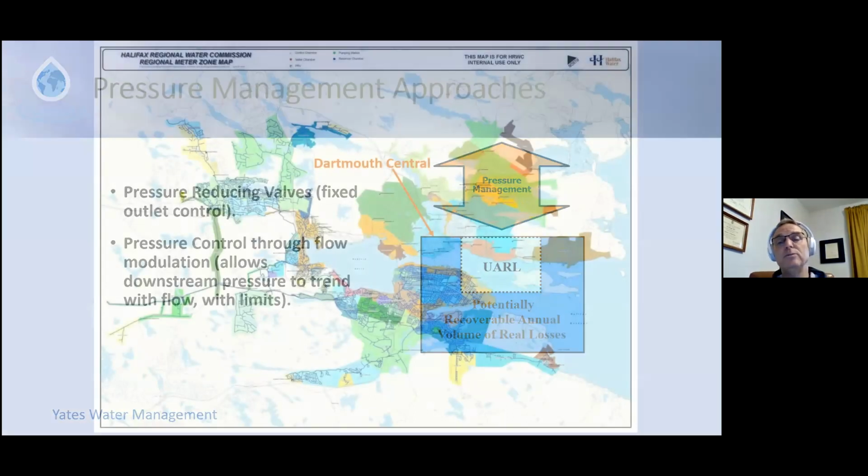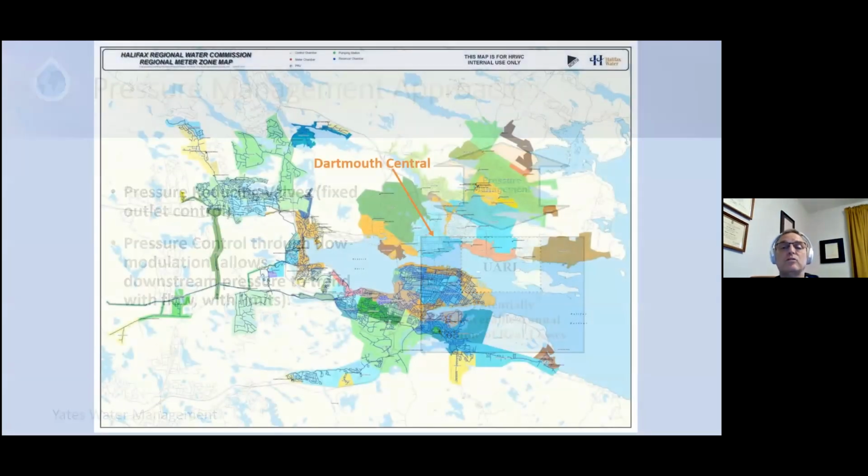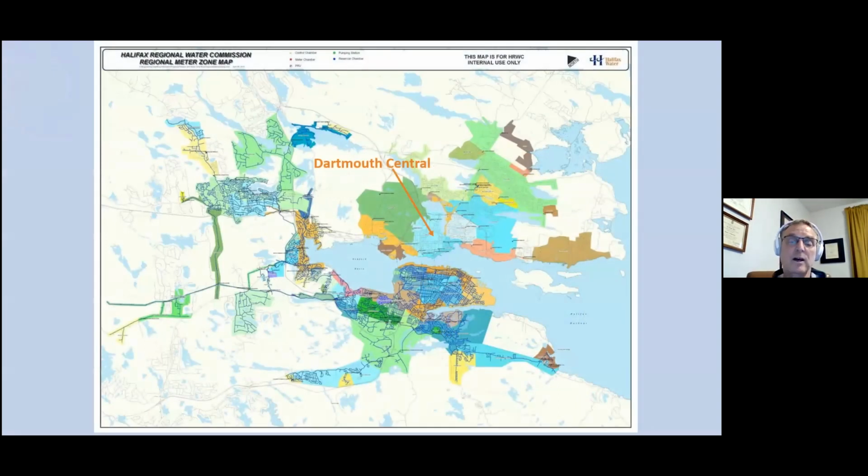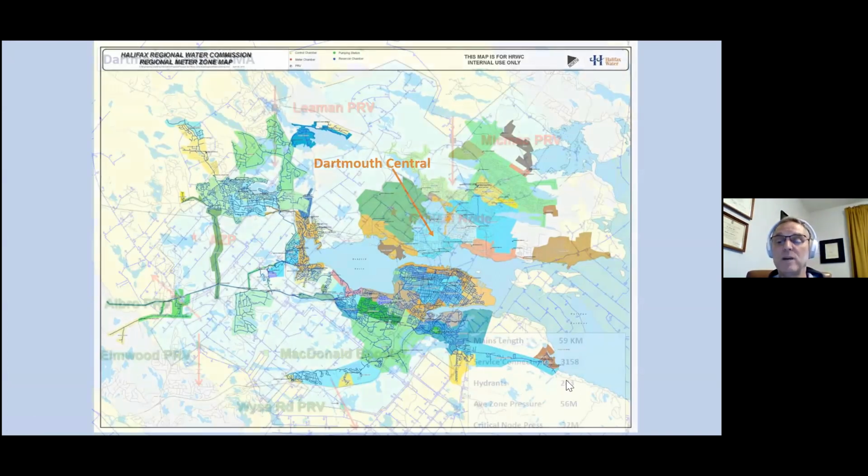So I'm going to take you back to a research area where we tried this flow modulation to control our pressures. This is a DMA we use called Dartmouth Central. Here it is right on the opposite side from where I showed you where we broke up the haystacks in the Halifax Peninsula. Well, this is right across the harbor in the community of Dartmouth. So here's a close-in view of the DMA, and again, you can see all the attributes down here. This is roughly 60 kilometers of pipe and a little over 3,000 service connections.